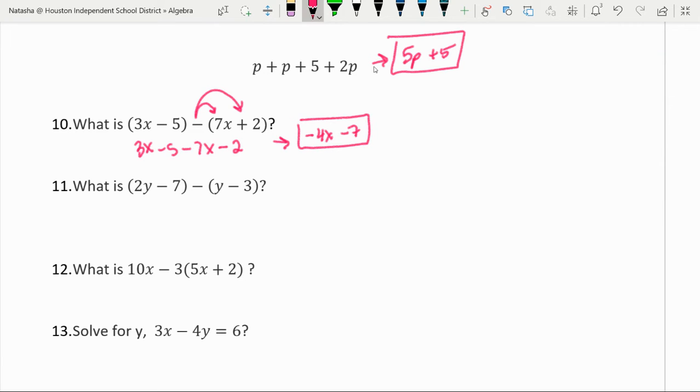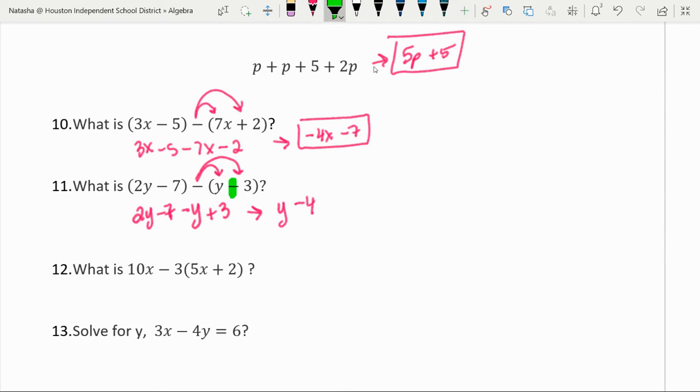Same thing with number 11. The only difference is our symbols are going to be a little different. So again, I'm going to continue with the 2y minus 7. I'm not distributing anything there, but I do need to distribute that negative. So that becomes negative y and then plus 3. Again, I'm going to combine like terms. So that's going to become y, and then negative 7 plus 3 is negative 4.